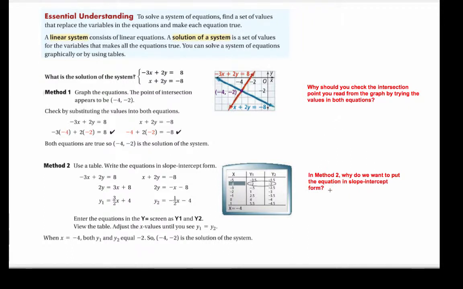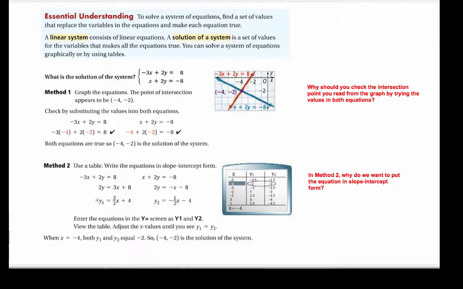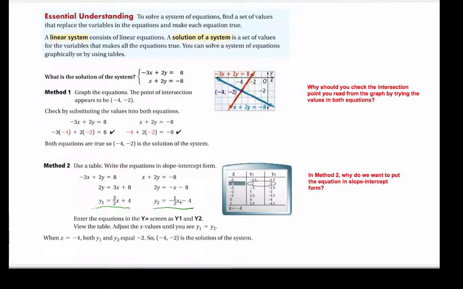All right, and another question down here in method 2, why do we want to put the equation in slope-intercept form? Well, if we are using our calculators, it's easier to put these functions in. And when we're trying to plug in x values and solve for y values that go with those x values, y = mx + b form, or slope-intercept form, is just an easier form to work with.